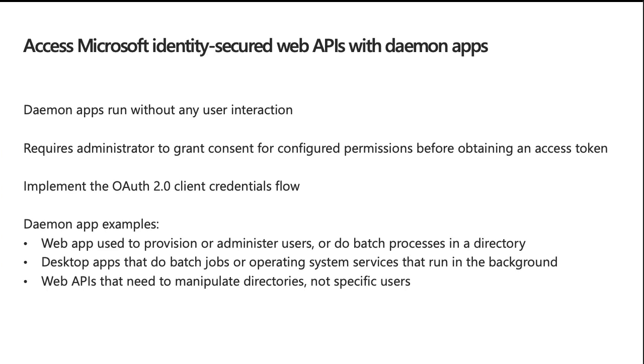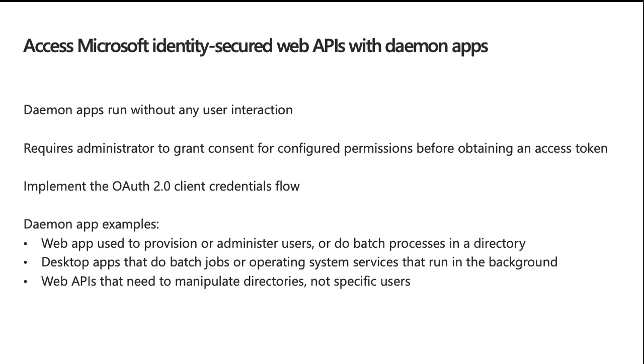Unlike apps that have a user involved to implement the on-behalf-of flow, daemon apps implement the client credentials flow. Some examples of use cases for daemon apps include the following scenarios. Web applications that are used to provision or administer users or do batch processes in a directory. Desktop applications, like a Windows service or a daemon process on Linux, that can do batch jobs, or an operating system service that runs in the background. Web APIs that need to manipulate directories, not specific users.